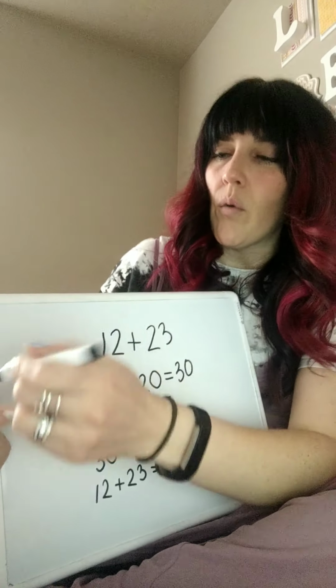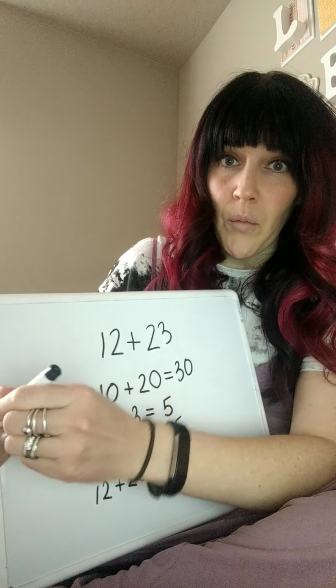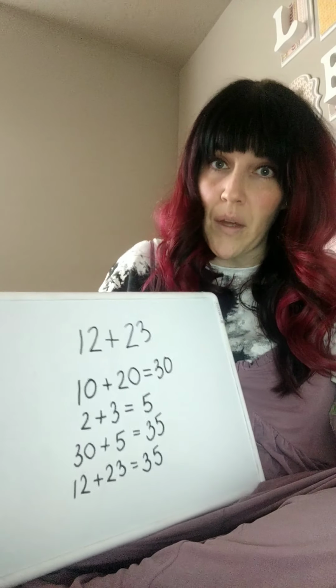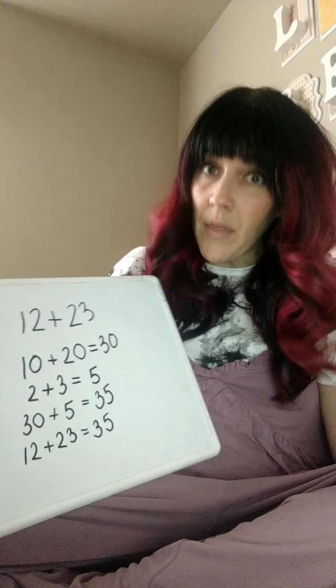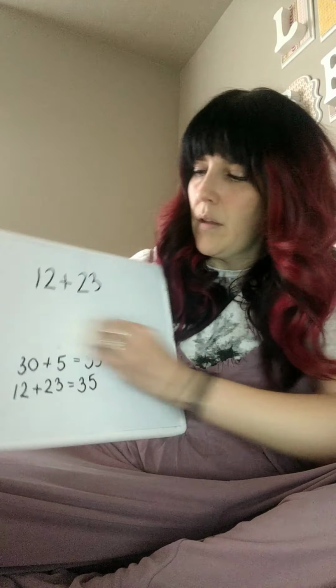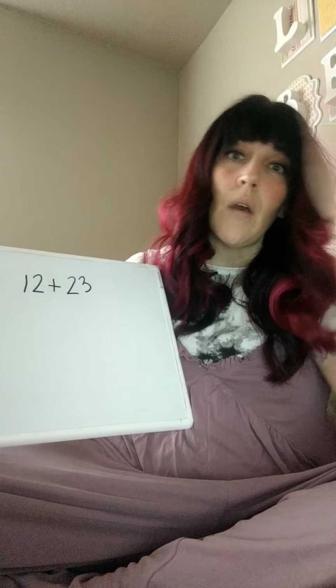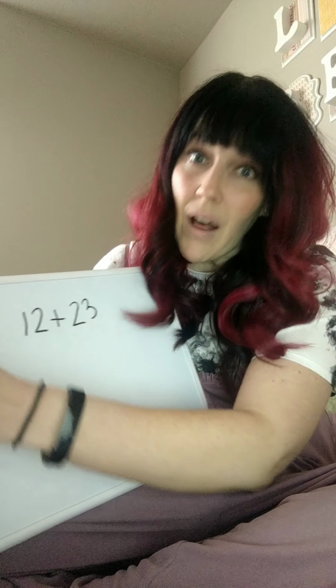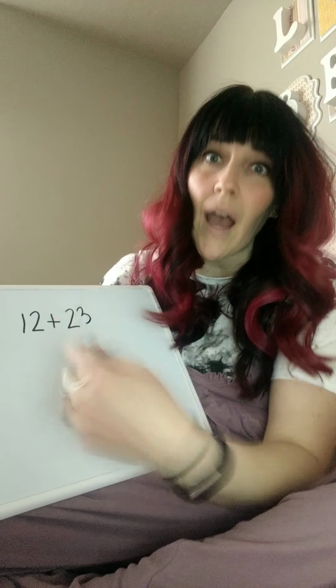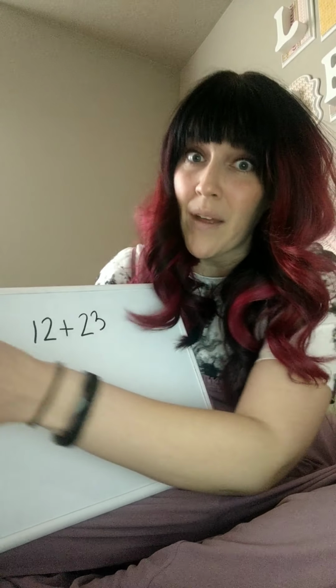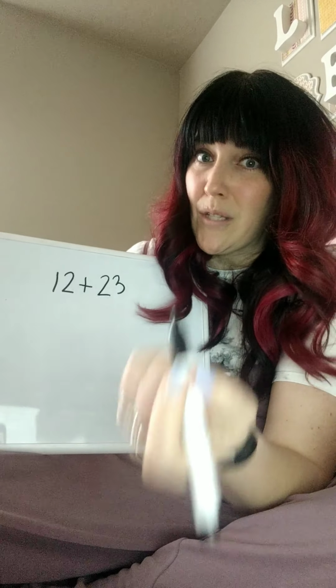Okay? So the one thing that we need to remember when we are adding numbers together using the place value strategy, the number one thing that we are going to do, just like when we use the make 10 strategy, is we have to decompose. We have to break apart our numbers by place value. So if I have 12 and I have 23, I can decompose these numbers by place value.